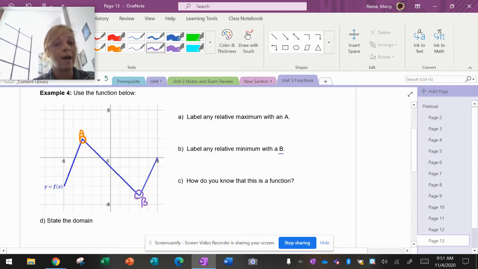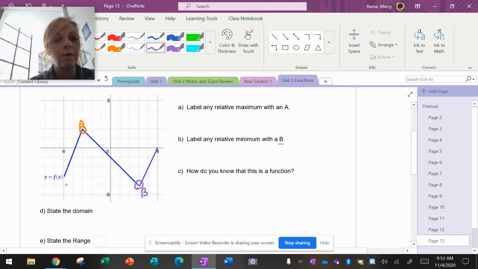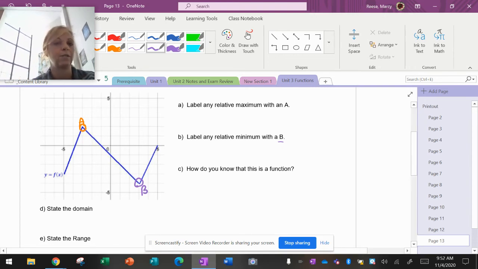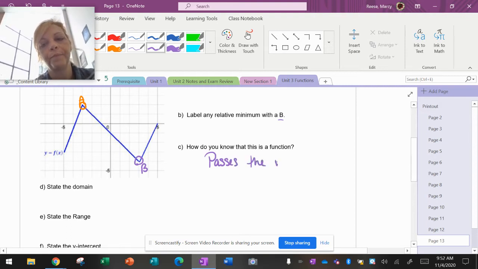Now, the points where it stops are not mins or maxes. You literally have to have a turn for it to be a maximum, or a turn from down to up to be a minimum. So these endpoints here are not mins or maxes, okay? How do you know it's a function? Because it passes the vertical line test. Okay, so that would be an explanation.